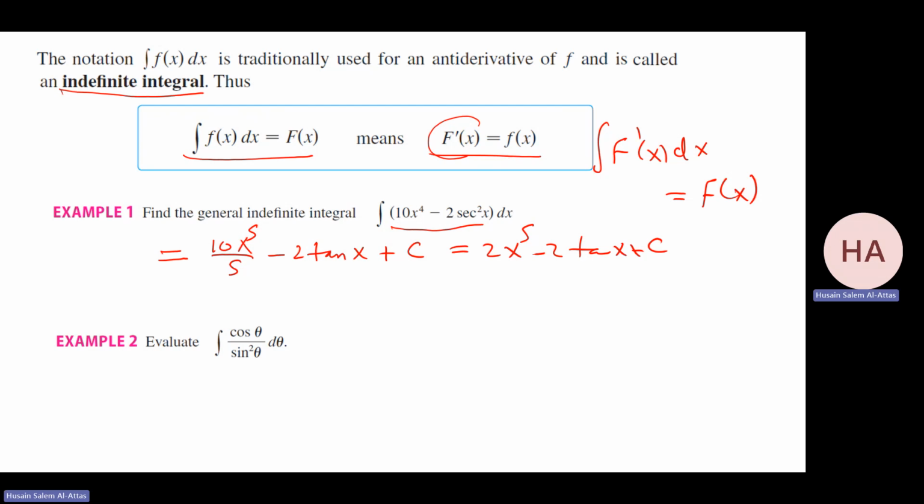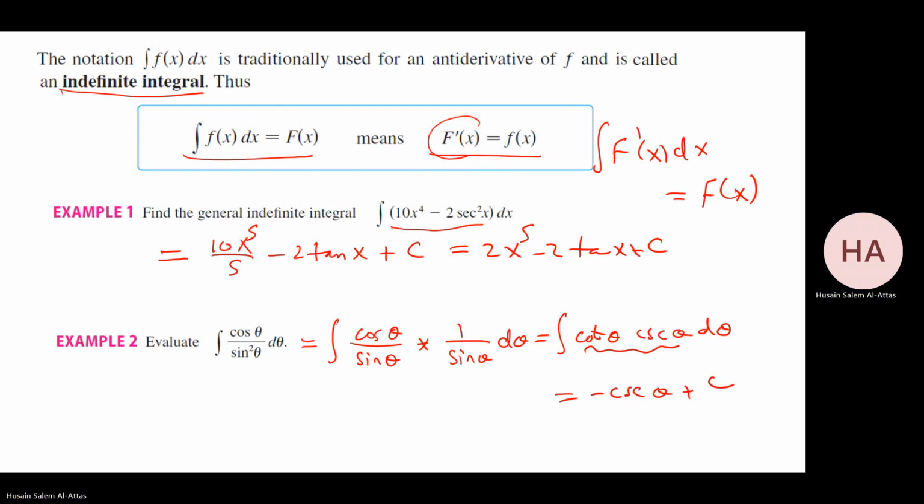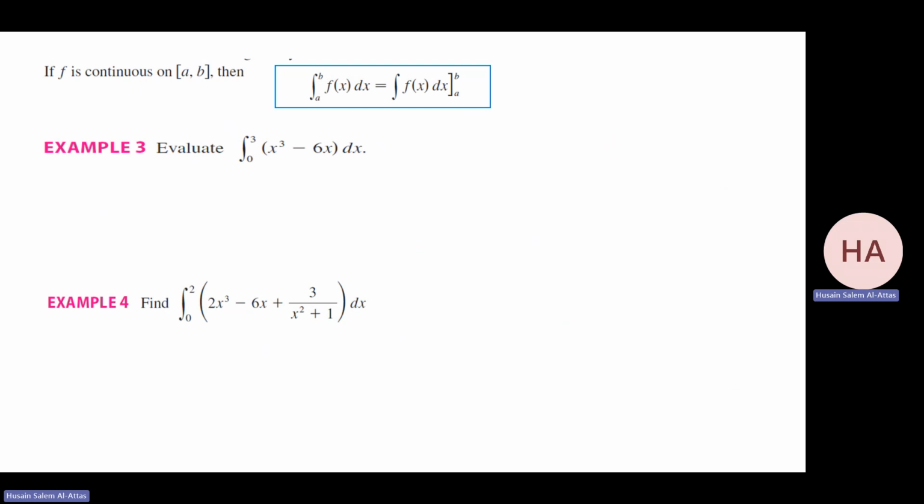This one, need to be careful a bit here. Need to rewrite it first: cosine theta over sine theta times 1 over sine theta d theta. So that's cotan theta cosecant theta d theta. And what's the antiderivative of this? It is minus cosecant plus c. Just to remind you about the antiderivative, the same thing with the indefinite integral. Actually, we did this, but just to remind you.